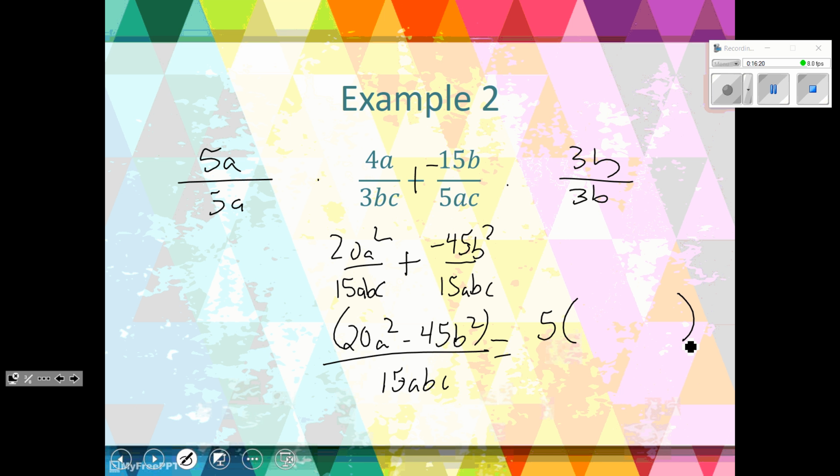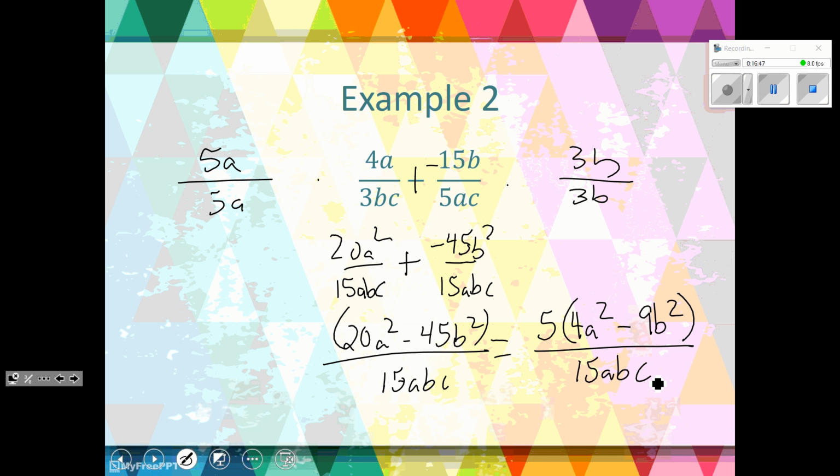I take a 5 out of the 20. 4a squared minus 9b squared over 15abc. Now, can I simplify anything? I see two things. What can simplify? 5 and 15. And why is it okay to simplify the 5 and the 15?